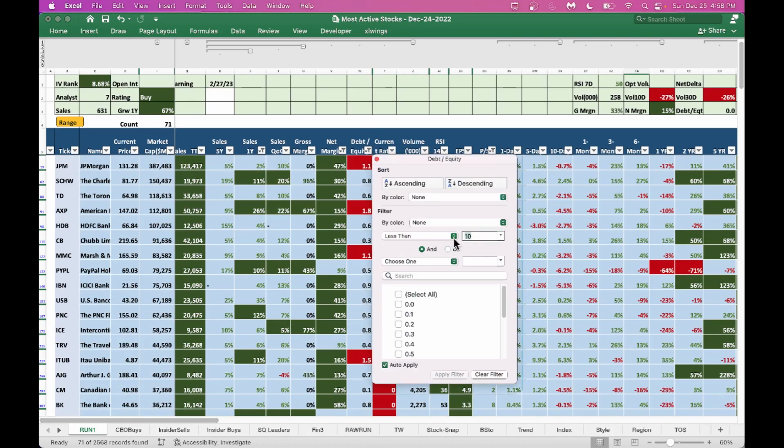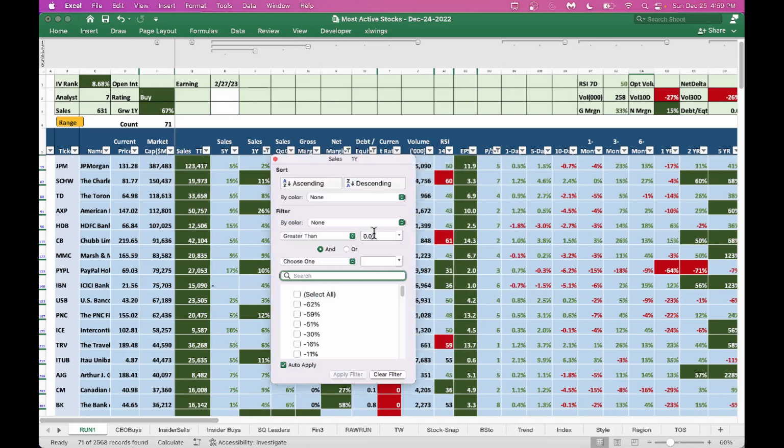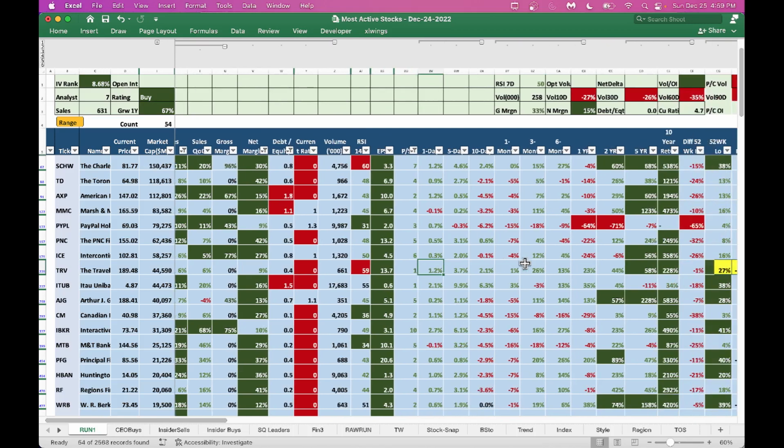We don't want to be looking at very high debt load companies. All right, and sales growth also, I will increase it here, make it more than 5% sales growth, so that way we don't look at very low sales growth companies. All right, so we got great companies here. Let's go in here and look at how they have done.